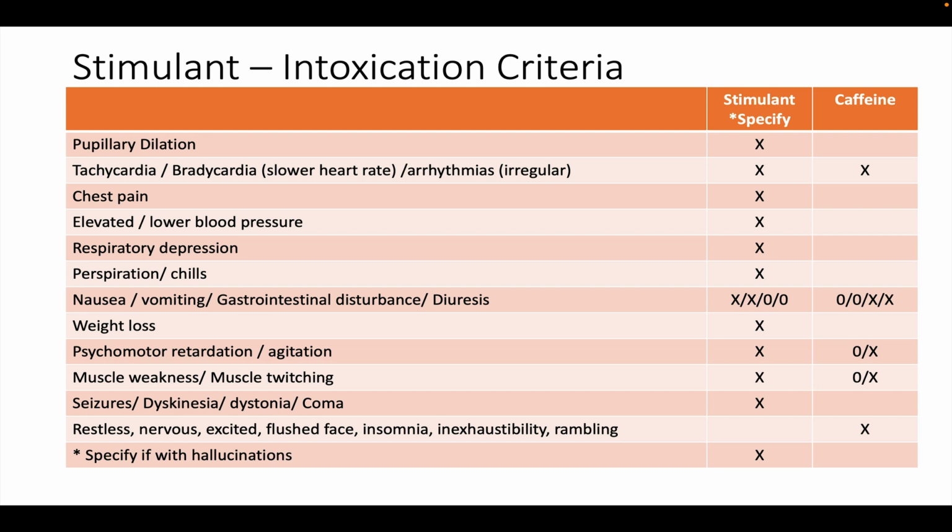For example, the category of stimulant. You can have stimulant-specific drugs like meth or Adderall or Ritalin. And then I've also given you one that's kind of a common stimulant, which is caffeine. So you can see that the only symptoms that caffeine tend to have are arrhythmias like slower heart rate or higher heart rates. You can also have diuresis or gastrointestinal disturbances, agitation, muscle twitching, or feeling restless and nervous.